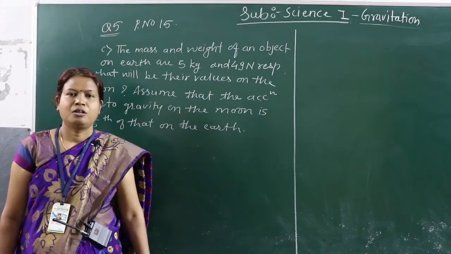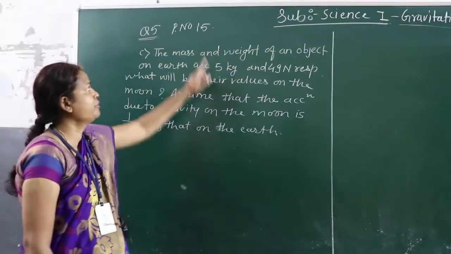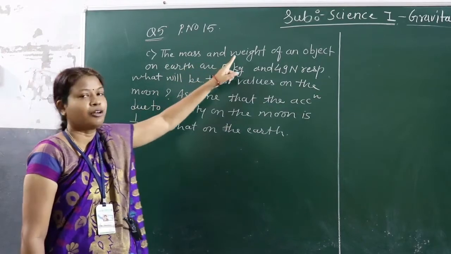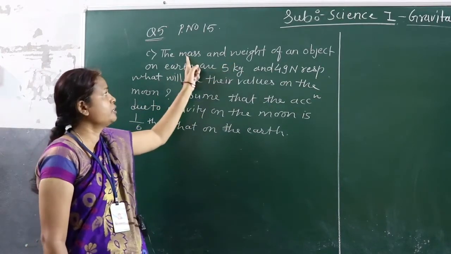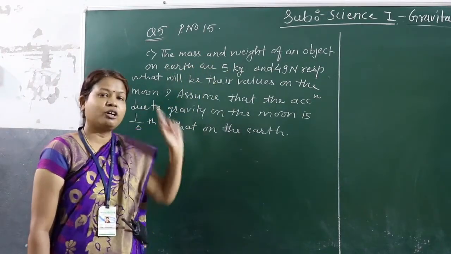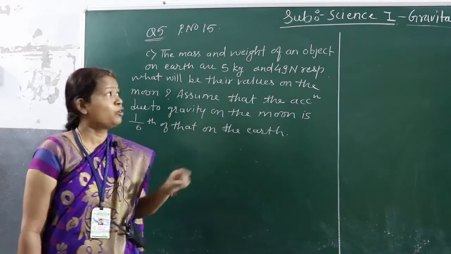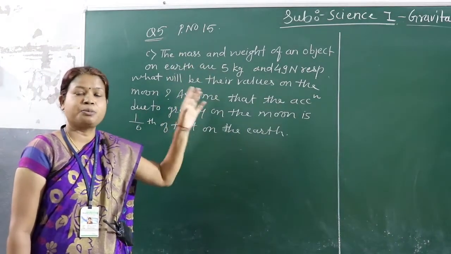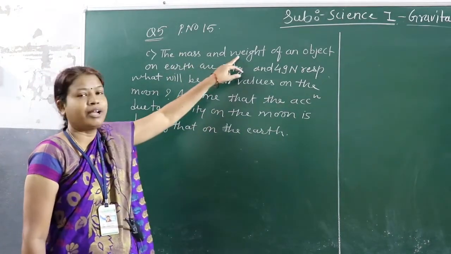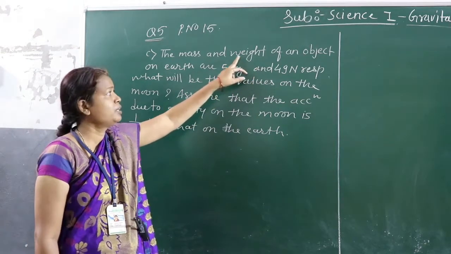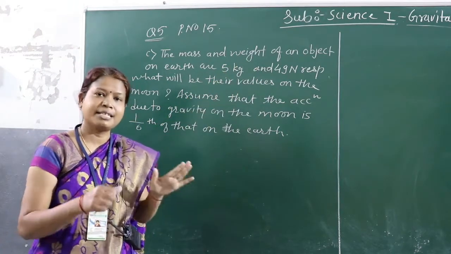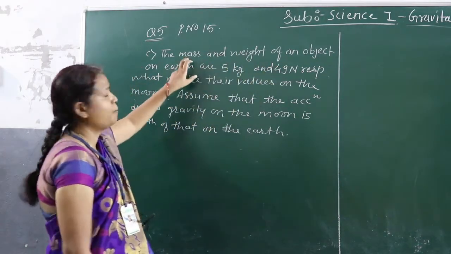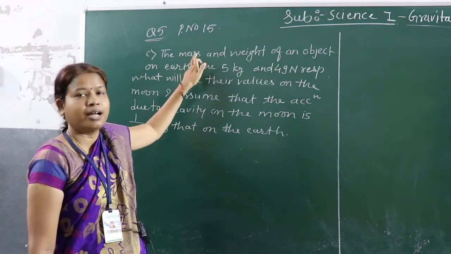Got it? So students, on our page number 15, the third problem is given, regarding mass and weight. First I am telling you the difference between mass and weight, as already taught in your online class. Mass is the actual quantity which is present in that matter, and weight is due to force, the gravitational force, due to which we can stand on this earth. So weight is related to force, and mass is the actual quantity present in that matter.